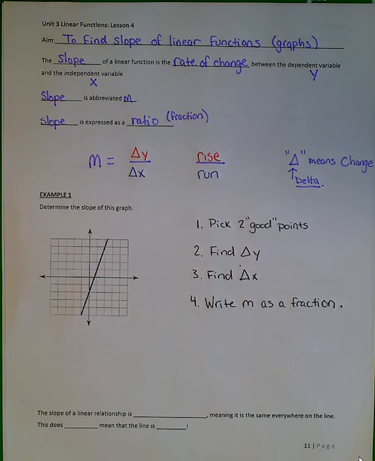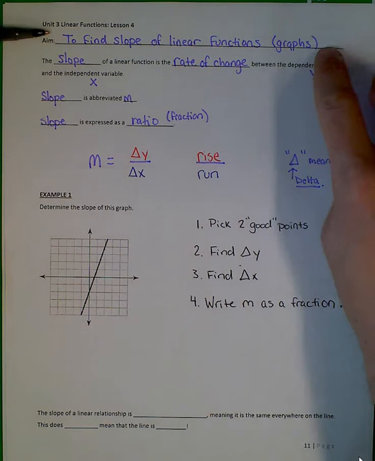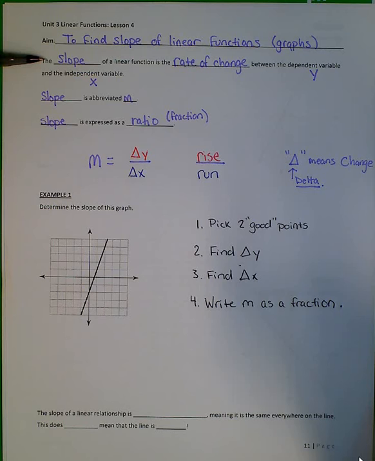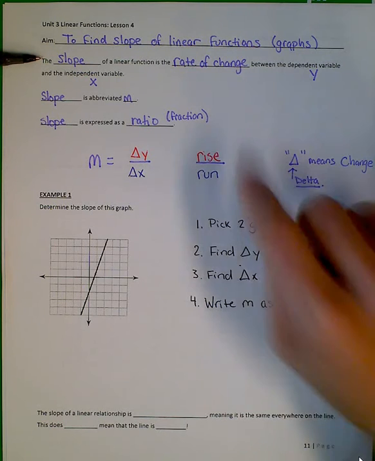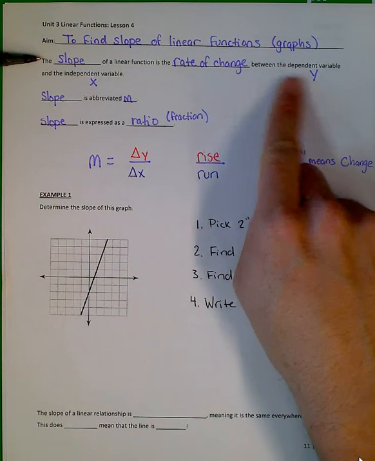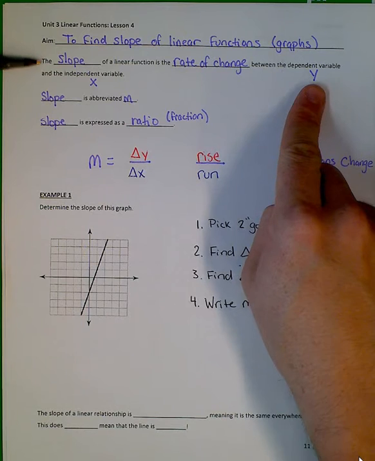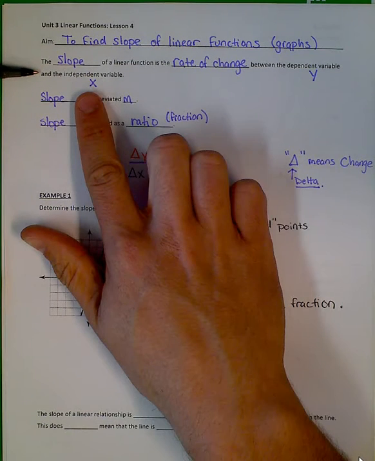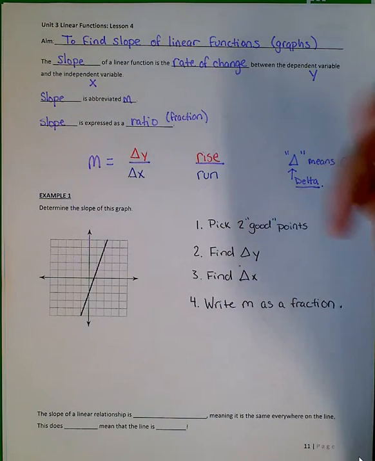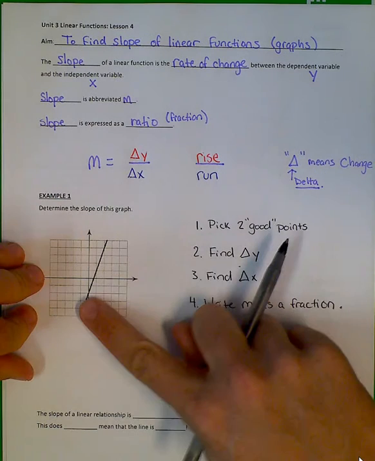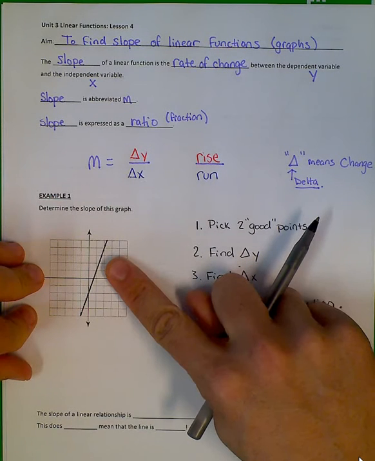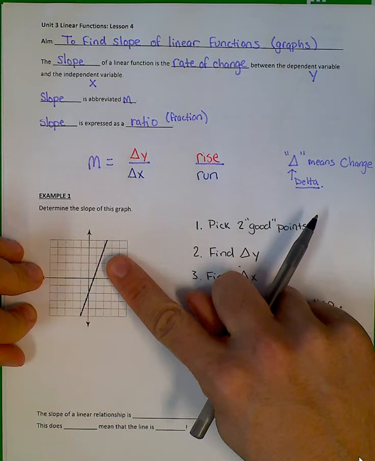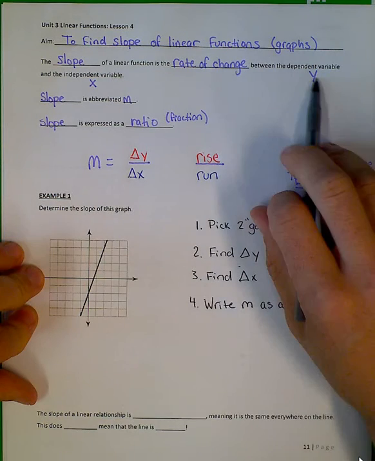Today's goal is to find the slope of linear functions, and we're going to do this using graphs. The slope of a linear function is the rate of change between the dependent variable y and the independent variable x. Today we're going to find how much the line is changing, and the way we're going to do that is by finding the change in y and the change in x.